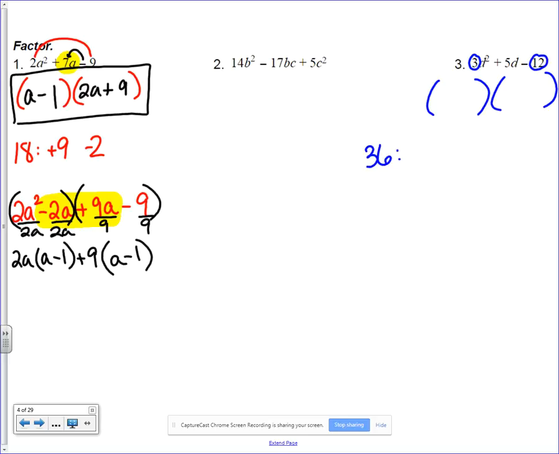What does that give you? 36. So, ladies and gentlemen, you need factors of 36 that will subtract to 5. What factors of 36 will subtract to 5? 9 times 4. So I'm going to say 9 and 4. If we are subtracting, is that same or different symbols? Different, and the bigger one has to be positive. So it'll be a plus 9 and a minus 4.